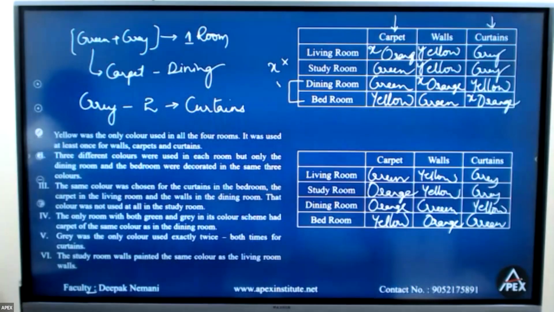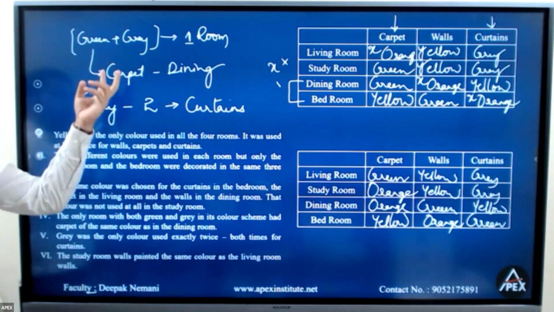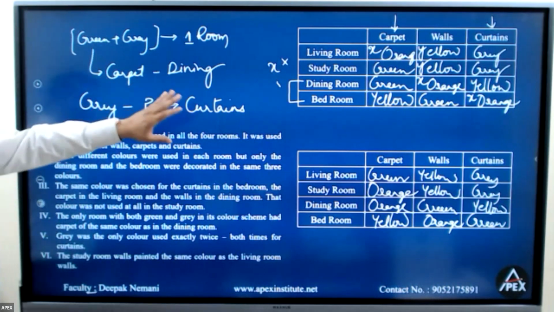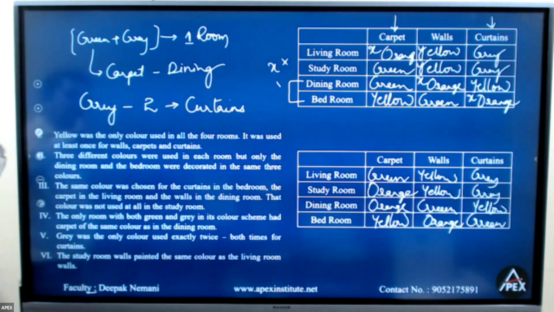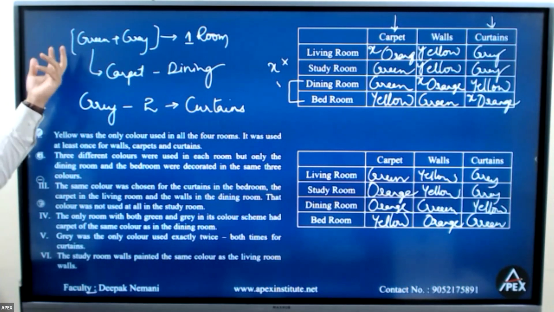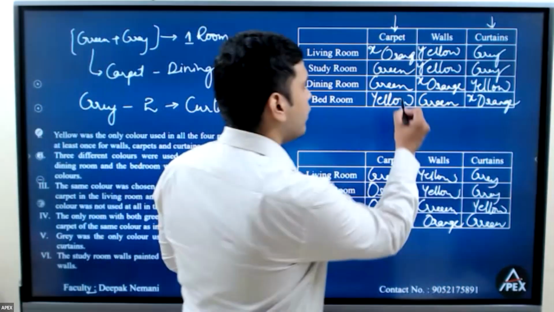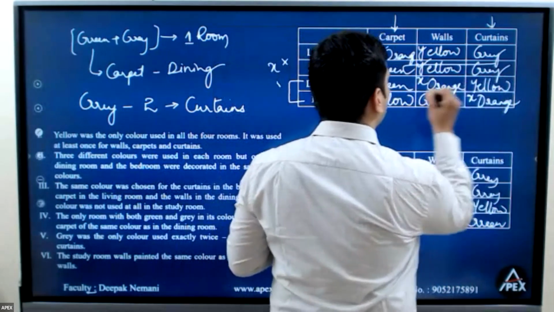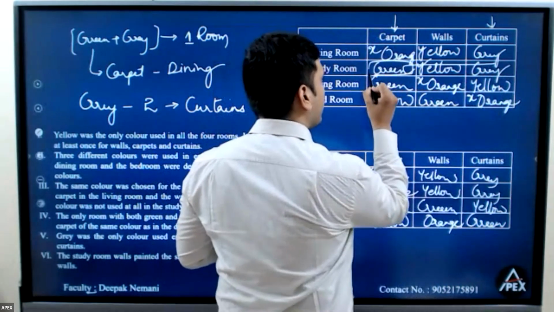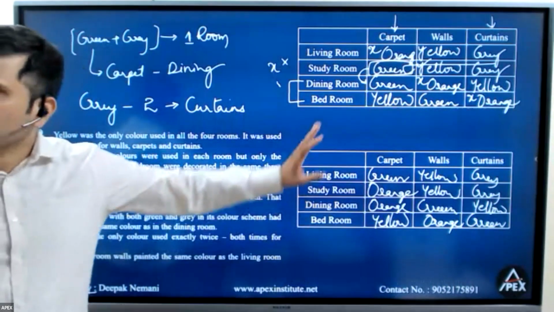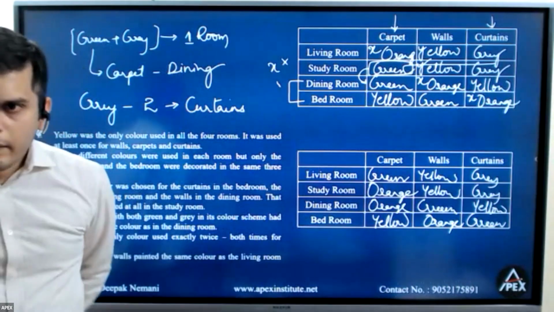Orange. Now we have not considered one condition. What is that? None of the carpet. The color of the carpet in the dining room should be the same as the color of the carpet in the room in which gray and green were used. Gray and green were used in the study room. What is the color of the carpet? Green, and this should be the same as the color of the carpet in the dining room. Okay, so this condition is satisfied.